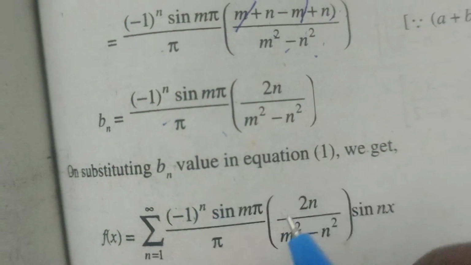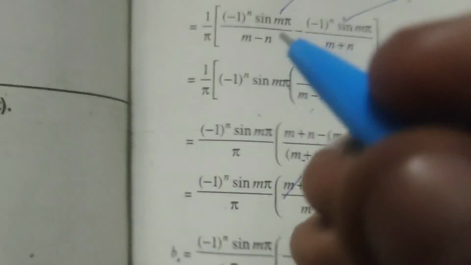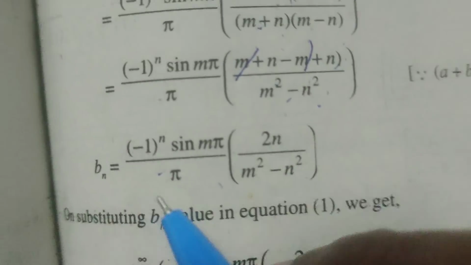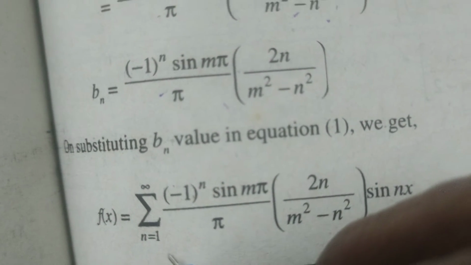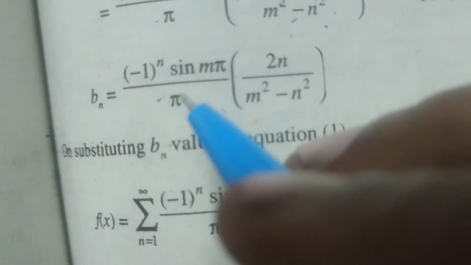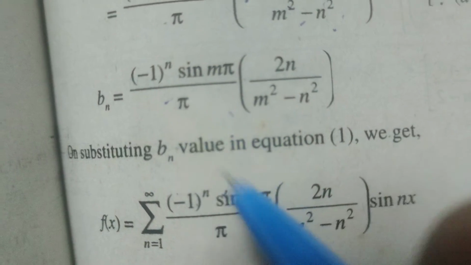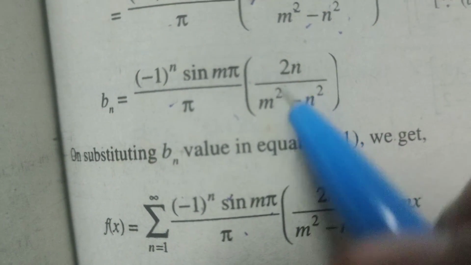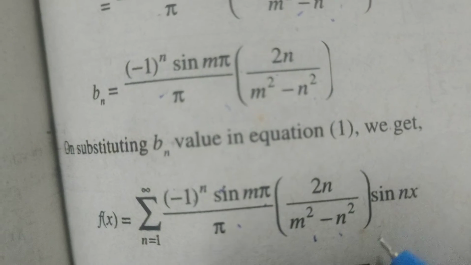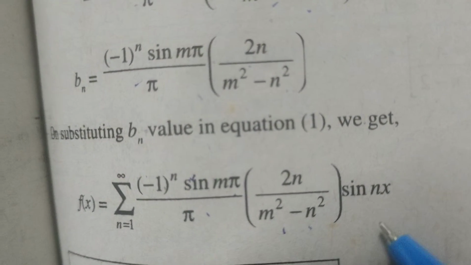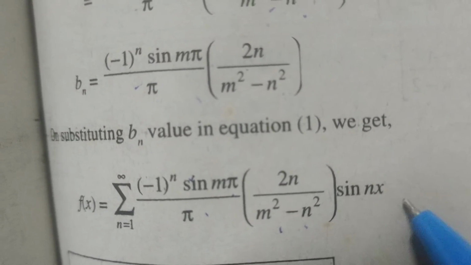Substituting the bn value in equation 1, we get... What is equation 1? The half range sine series of the function f of x. Therefore, substituting, f of x equals summation over n equals 1 to infinity of minus 1 whole power n sine m pi by pi into 2n by m square minus n square into sine nx.